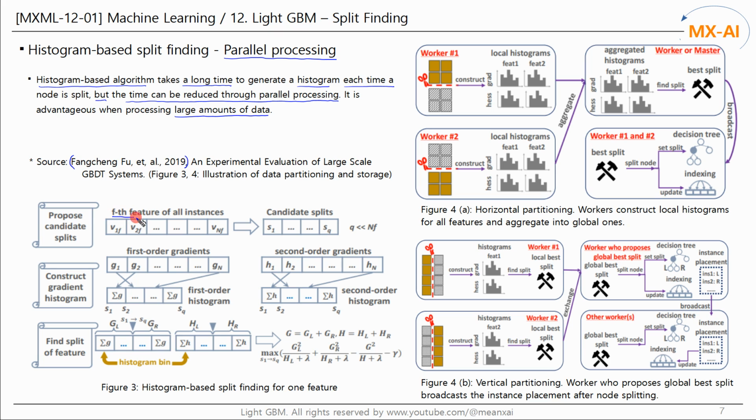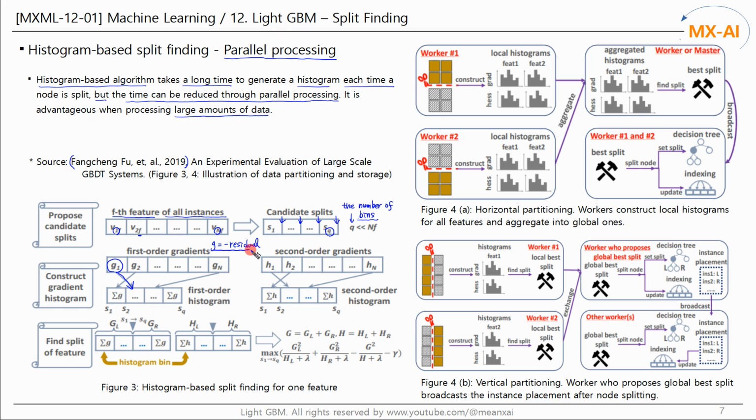We have Fth feature of all instances. There are a total of n data points, numbered 1 through n. F is the feature number. Then Q bins are created. Q denotes the number of bins. As we saw on the previous page, each bin becomes a candidate for a split point. And then assign each data to its corresponding bin.